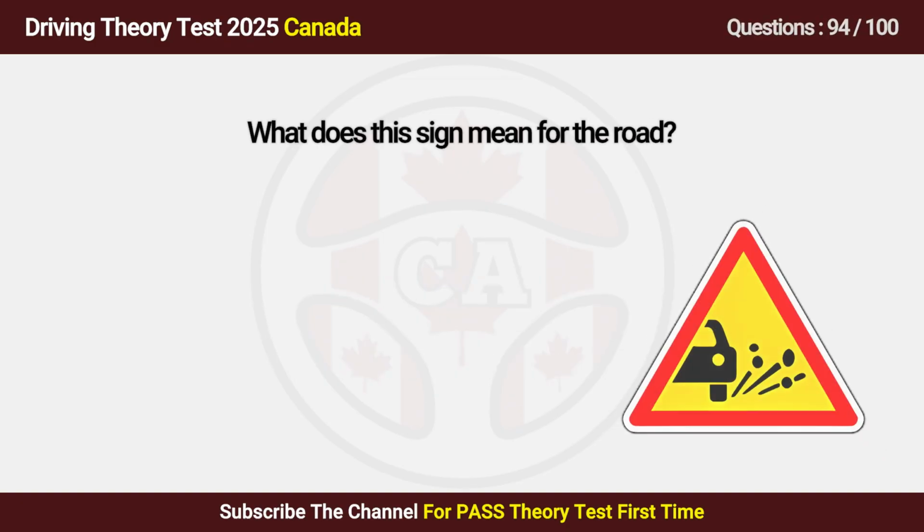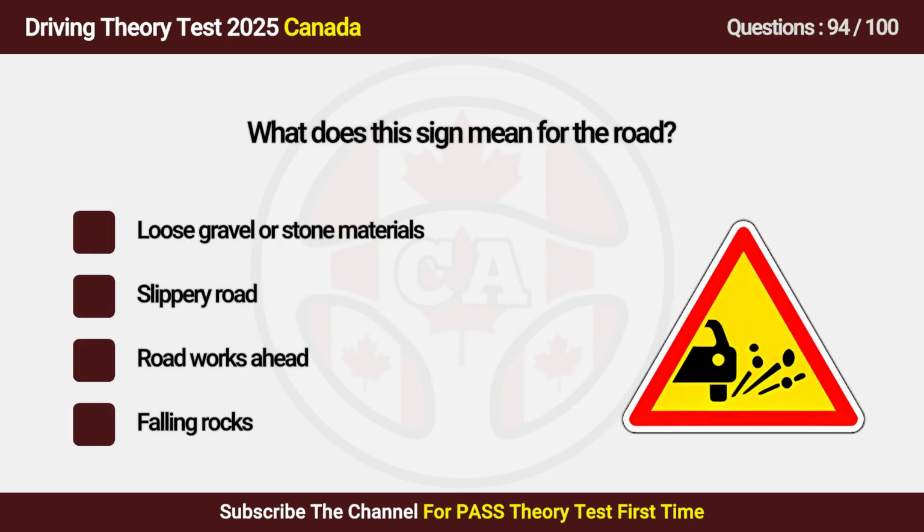Question 94. What does this sign mean for the road? A. Loose gravel or stone materials. B. Slippery road. C. Road works ahead. D. Falling rocks.